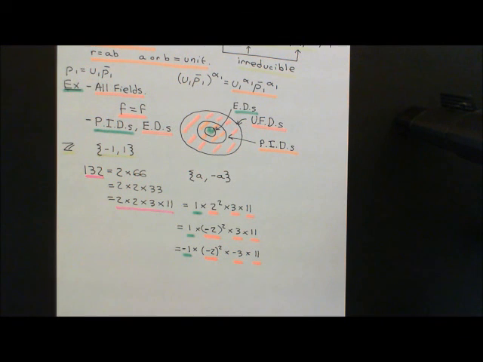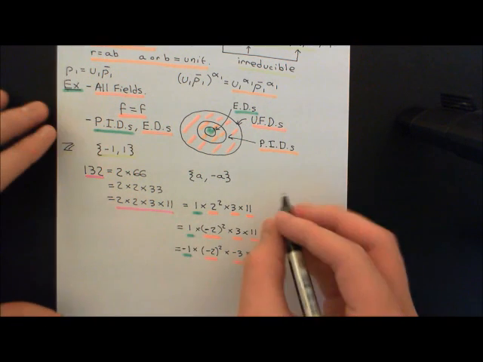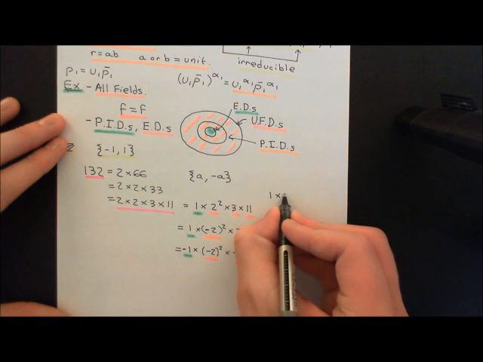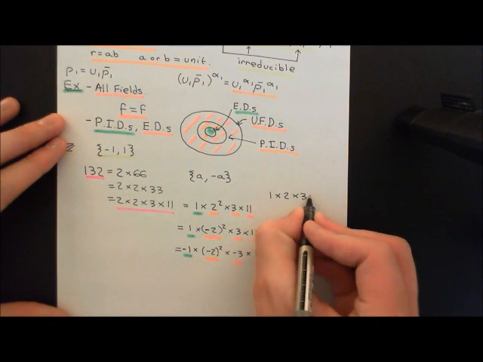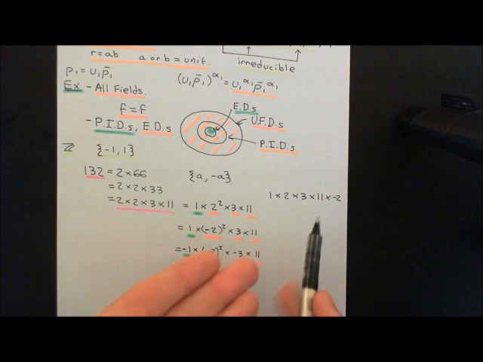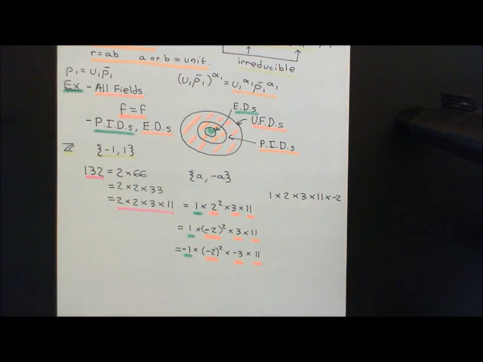Now the other point that I wanted to give is that when you do one of these things, it would be silly to use different associates in the actual irreducible factorization. So let me give you an example of this. If I wanted to do this, I wouldn't, for instance, make this 1 times 2 times 3 times 11 times negative 2. I could, that would still be an irreducible factorization, but it wouldn't be an ideal one.